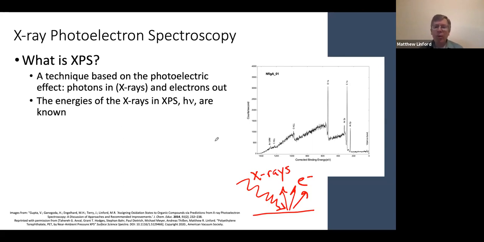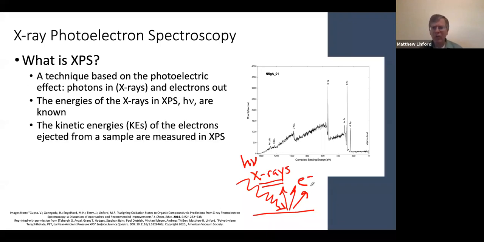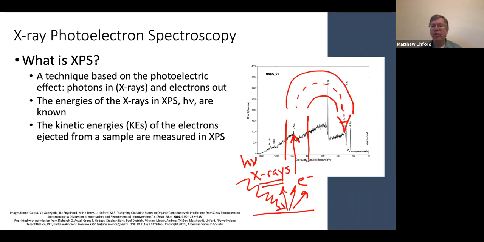Now, one of the things that's important in XPS is that the energies of these X-rays right here, which we could define as hν, are well known. They're measured. We know what the energy of those X-rays are. And h, of course, is Planck's constant, and ν is the frequency of the light, of the photon right here. So what do we do in XPS? Well, we have something that's called a lens system that takes these electrons and transports them into something called a hemispherical analyzer. And so we have the electrons then that go through the analyzer to a detector right here.